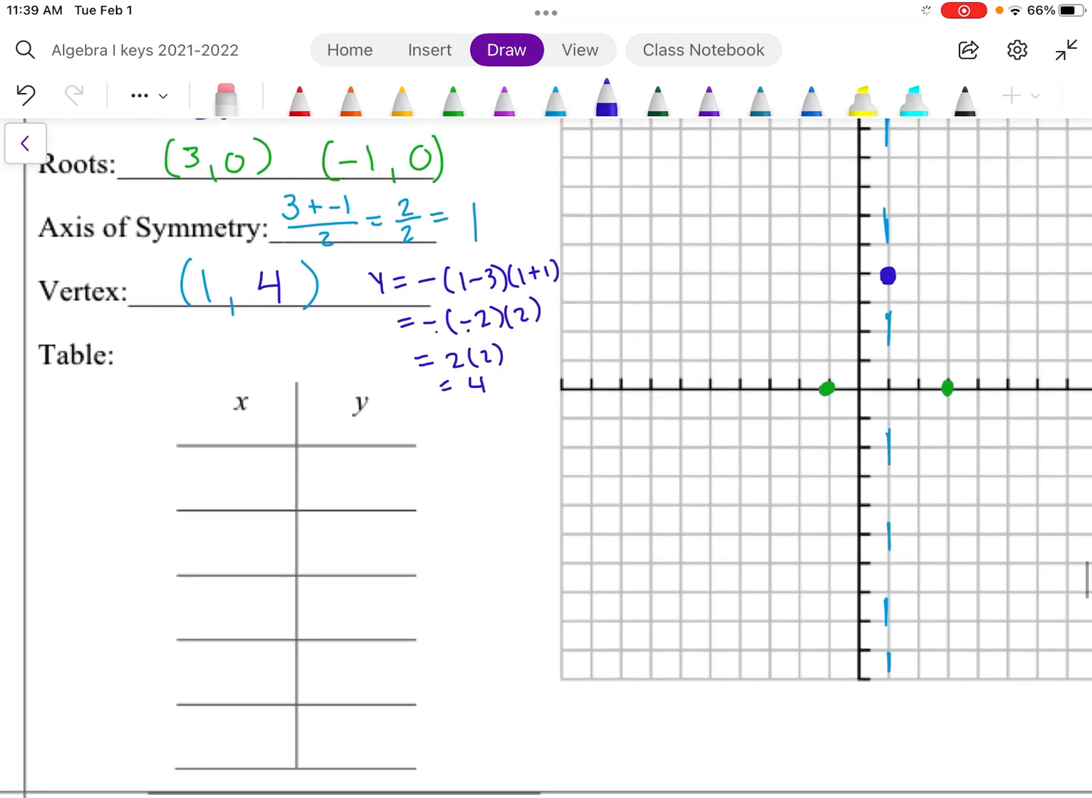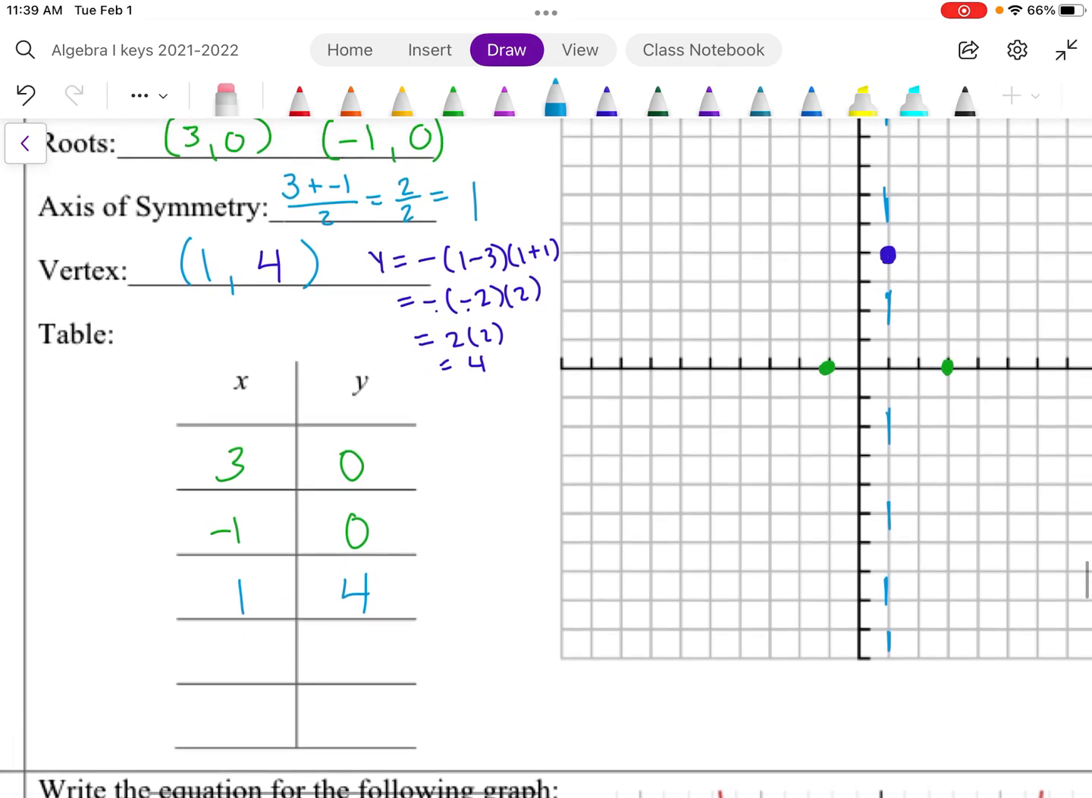Okay, so last but not least, our table. We've got the points (3, 0) and (-1, 0). Those were our solutions. And then we have our vertex (1, 4). So we need 2 more points because we always want to have about 5 points, just because that gives us a good sense of what our parabola looks like. So we just need to pick another x value. It really doesn't matter which one we pick. It just has to be something we haven't used before.